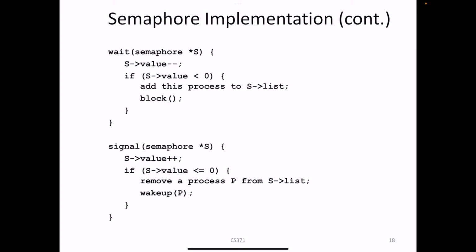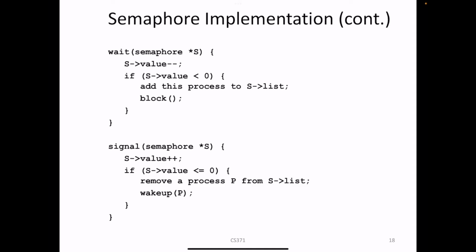Later, when another process executes the signal operation with the same semaphore, it will increase the integer value by 1. And also, if the integer value is less than or equal to 0, one process can be removed from the waiting queue or the linked list and woken up with a wake up function. Which means the process can be removed from the waiting queue and put onto the ready queue. As long as the CPU is available and the scheduler chooses this process, this process can be put on the CPU and continue to make progress.